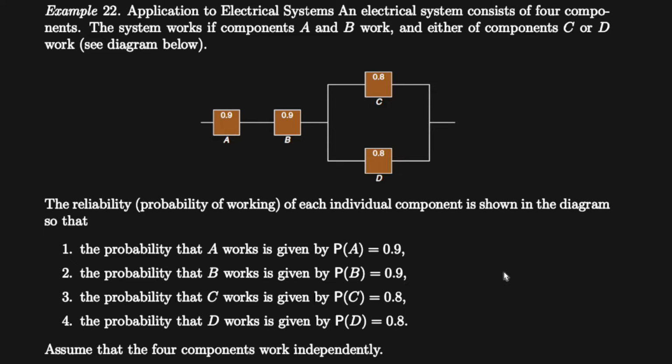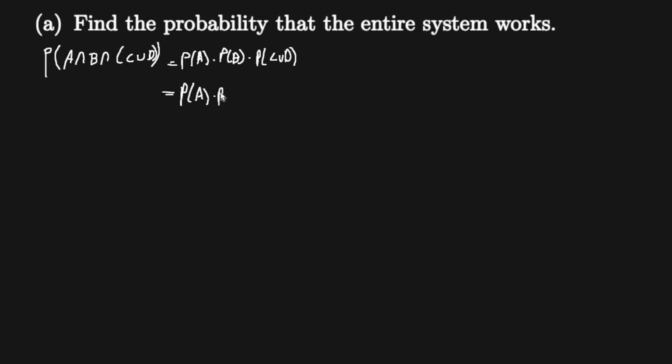Now we're going to look at 2 questions that they're going to ask. So here we have part A, which is find the probability that the entire system works. So for the entire system to work, A and B work and either C or D. So we see that the probability of A and B and C or D is equal to the probability of A times the probability of B times the probability of C or D, right? Because of independence, we could write it that way. And then now we can rewrite this as probability of A times the probability of B times probability of C plus the probability of D minus the probability of C and D.